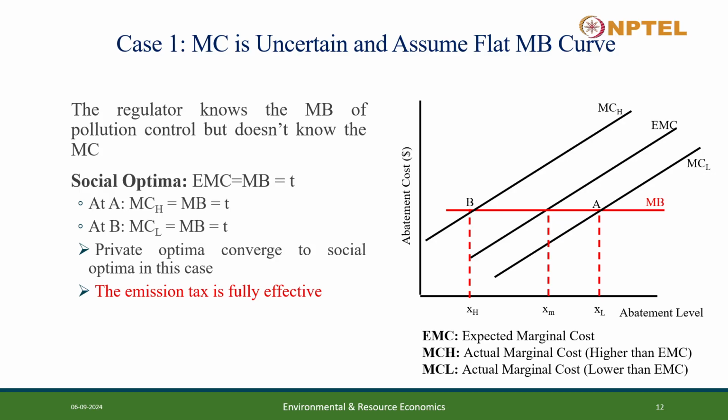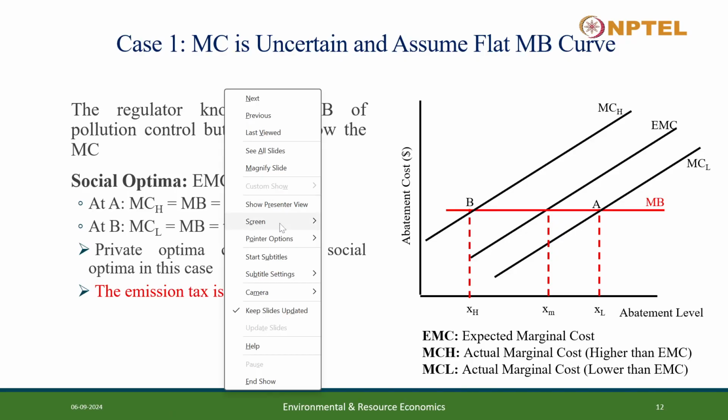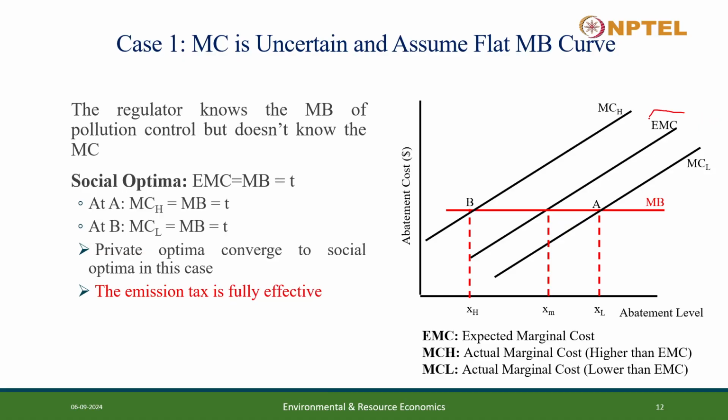emission tax is, right? So in this case what we are doing is the marginal cost is uncertain and we are assuming the marginal benefit as a flat curve. So we are saying that the expected marginal cost, so this is my EMC. The EMC will be the expected marginal cost, which is calculated by regulators or policymakers, by which we get the XM level, right? So this is the level of abatement. And the marginal benefit is flat curve.